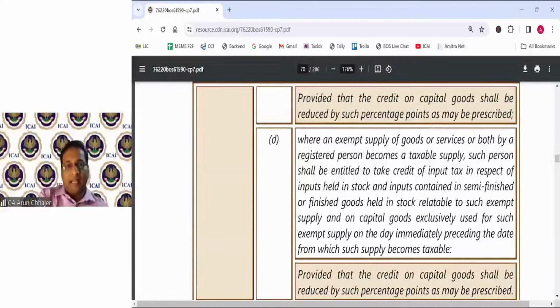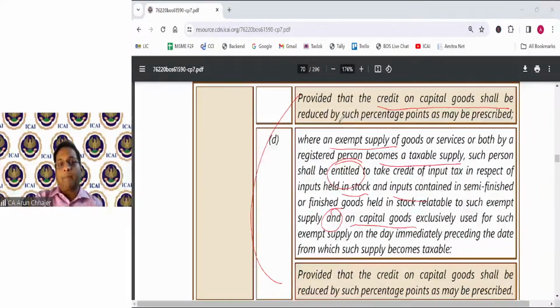Now the next and last clause, where an exempt supply becomes taxable, then the person has to be entitled to take the ITC in respect of input held in stock, input contained in semi-finished goods or finished goods, and on capital goods. And for the capital goods, the same line would be there. What is that line? Credit on the capital goods shall be reduced by such percentage points as may be prescribed. So for that, we will discuss in some time 5% per quarter.